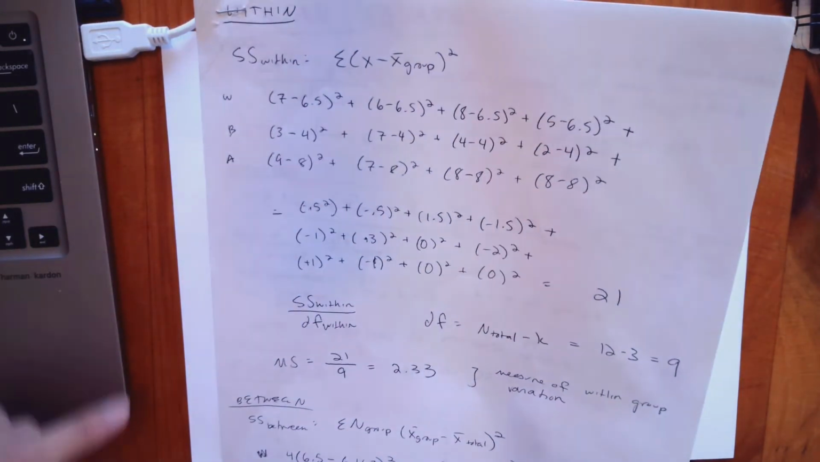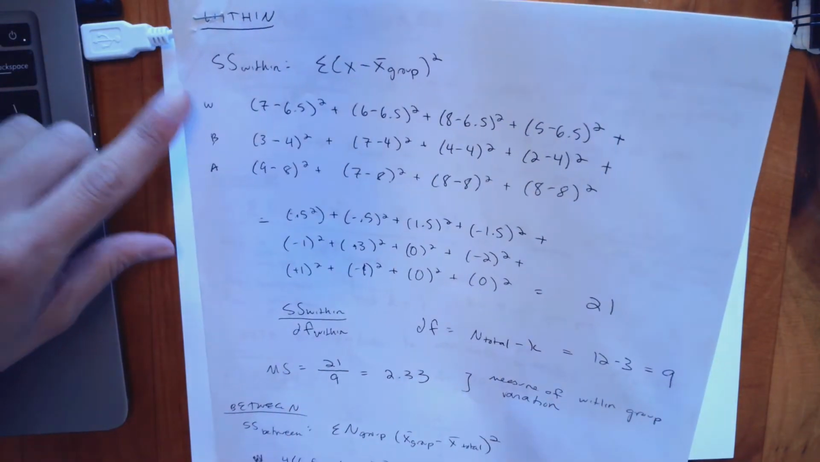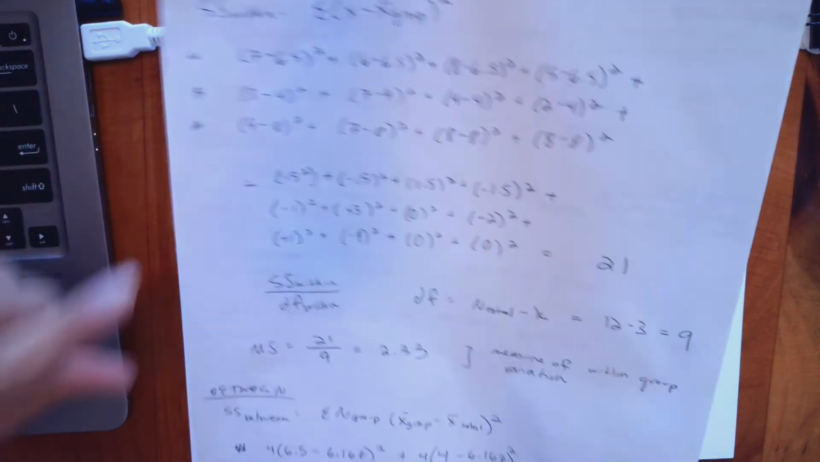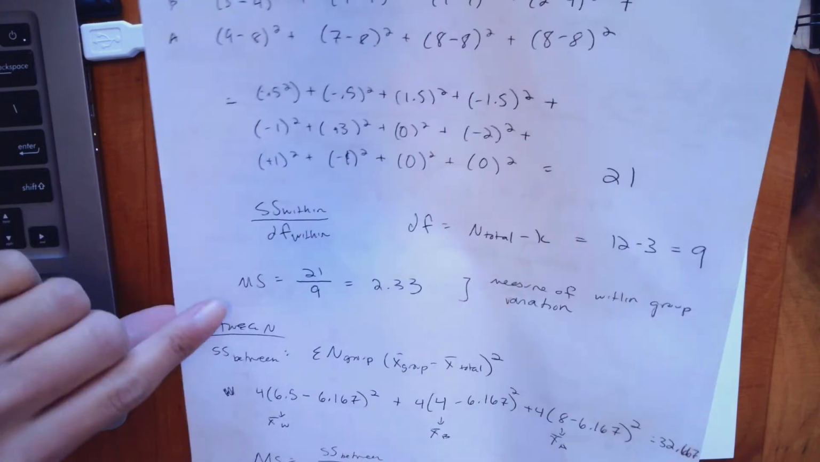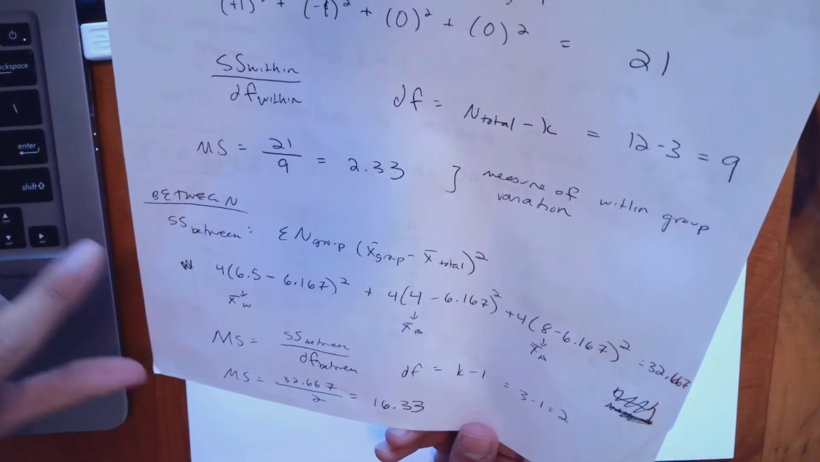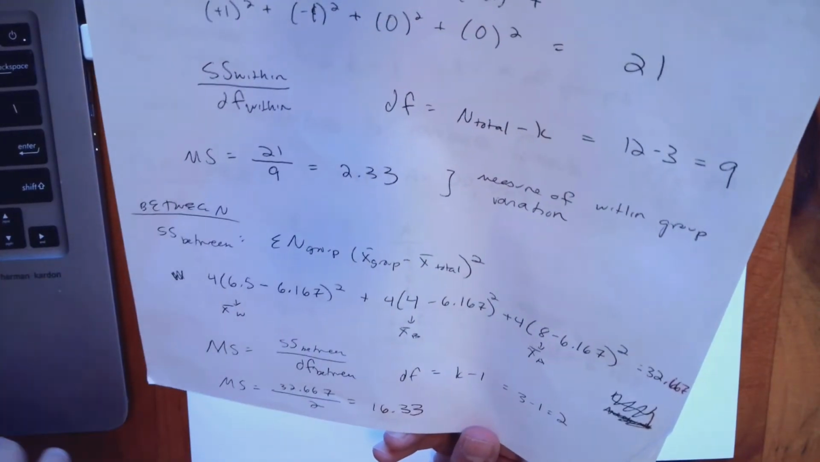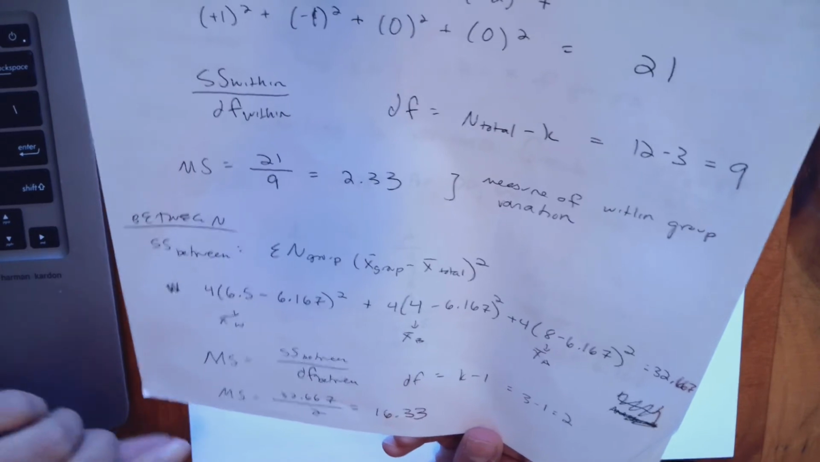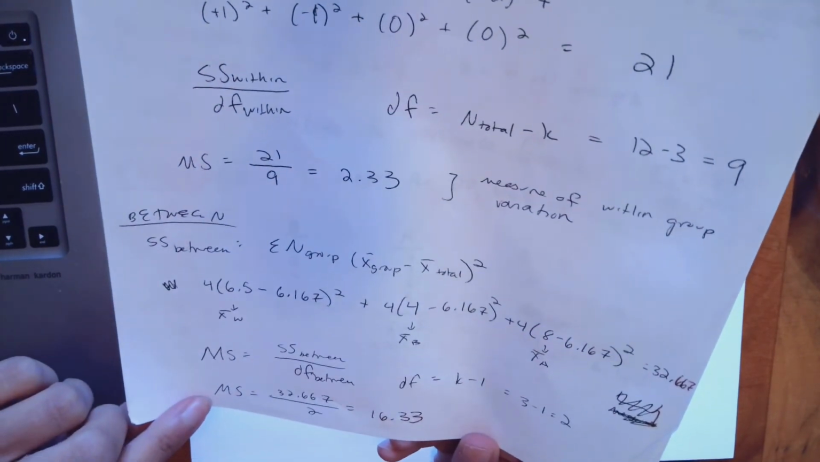So you start with something called the sum of squares within groups. You go through calculations for each group, you add them together, you divide by some other stuff, and that gives you something called the mean square within groups. For between groups, you've got a different formula, you do a whole bunch of stuff, you divide by some more stuff, and then you get something called the mean square between groups.